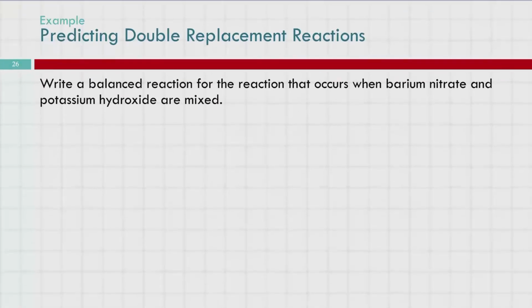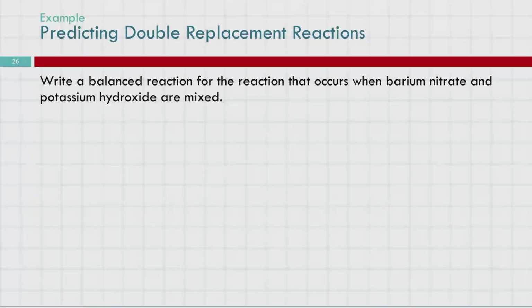What does this look like? It looks like this. Write a balanced reaction for the reaction that occurs when barium nitrate and potassium hydroxide are mixed. What's barium nitrate? What's barium? Ba. And what's the charge? 2+. Barium is also what you do with dead chemists. And what's nitrate? Yeah, nitrate is NO3-.